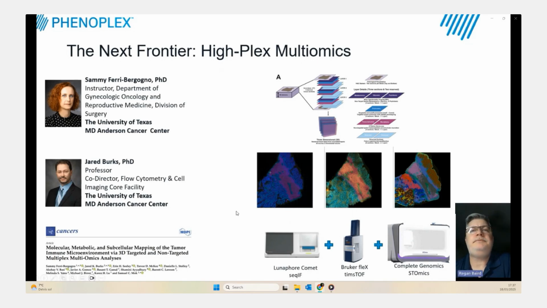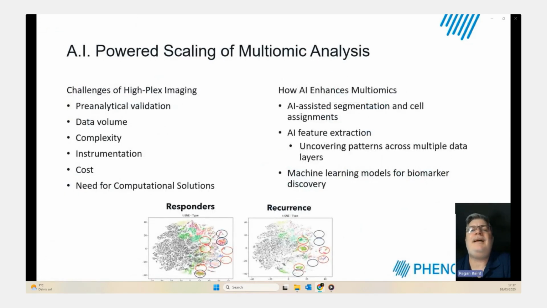High-plex imaging is not just about increasing the number of markers, it's about handling the exponential rise in data complexity. We now have data sets that contain millions of spatially resolved measurements, which makes manual analysis impossible. This is where AI comes in, not just for segmentation, but for integrating and interpreting multi-omic data at scale.